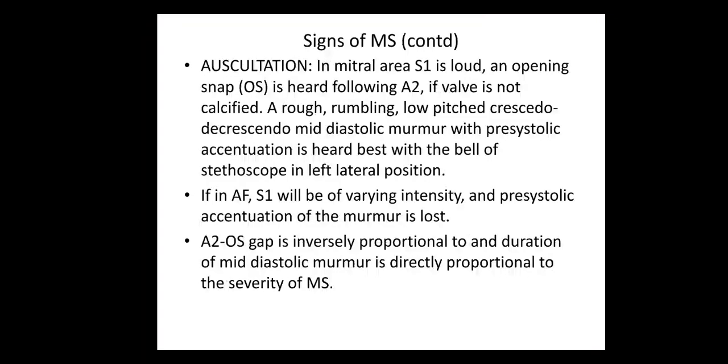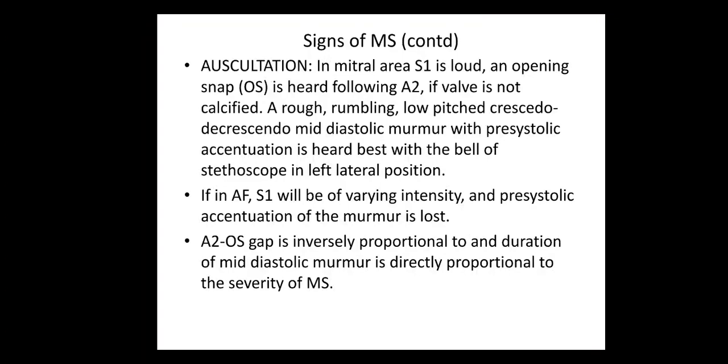Auscultation. So the important changes occur in the mitral area. Once again, the S1 will be loud, and there may be an opening snap if the valve is pliable, that is, if there is no calcification of the valve, you will hear an opening snap following the A2 component of the second heart sound. So the classic murmur, a rough, rumbling, low pitched, crescendo-decrescendo mid diastolic murmur with pre-systolic accentuation, is heard best with the bell of the stethoscope in left lateral position.